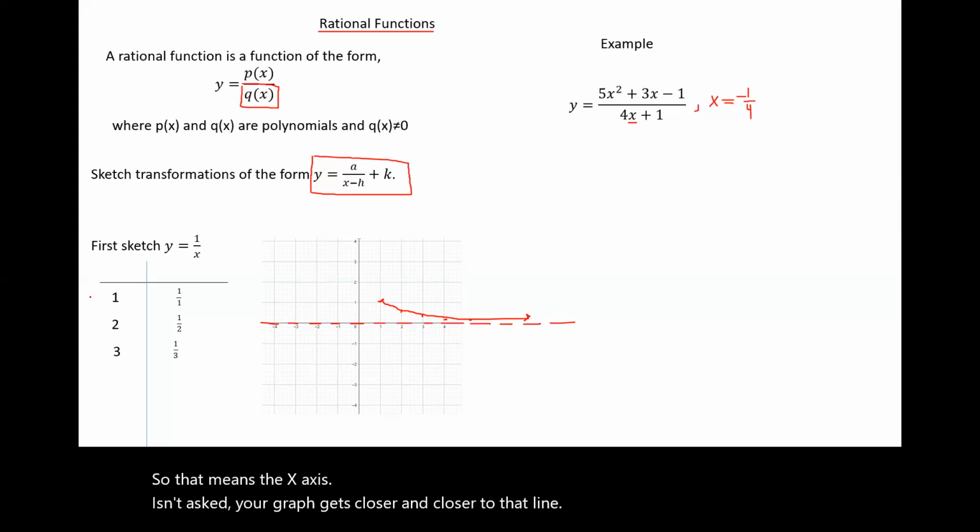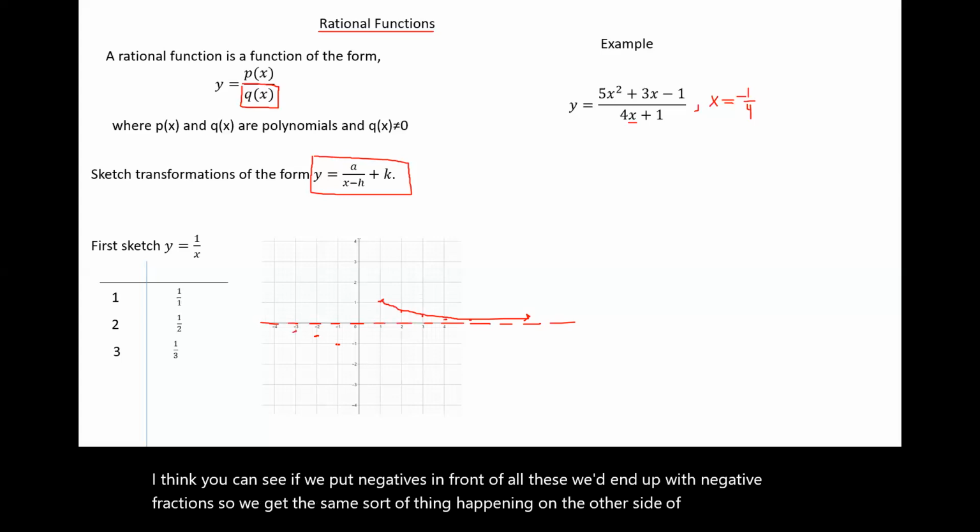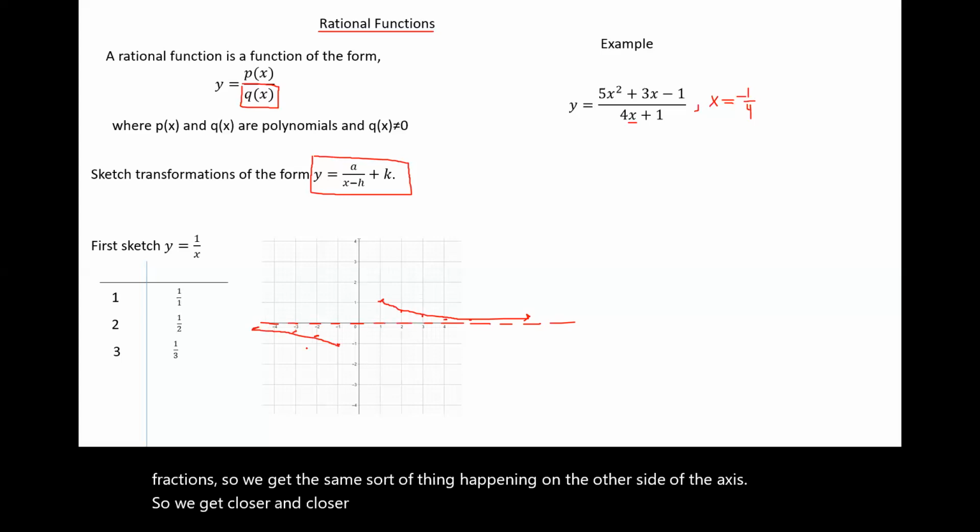I think you can see if we put negatives in front of all these, we'd end up with negative fractions. So we get the same sort of thing happening on the other side of the axis. So we get closer and closer to that asymptote. Now, what happens in between? You might be tempted to go through. Let's see if we're allowed to do that.